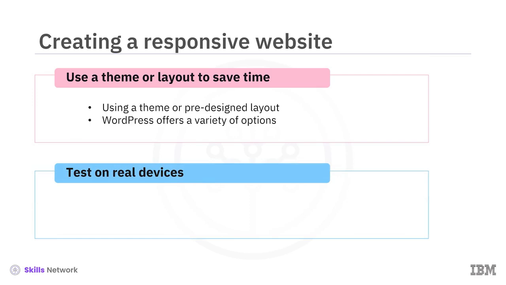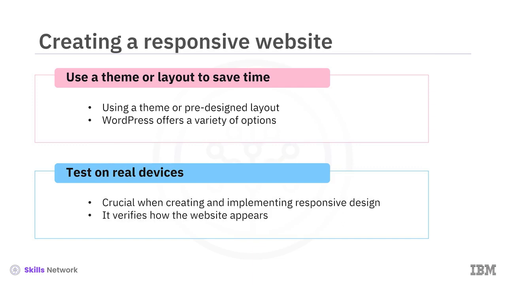We sometimes overlook the importance of testing on actual devices while researching how to design a mobile-friendly website. Checking the website's appearance on various devices is crucial when creating and implementing responsive design. It verifies how the website appears to the end users.